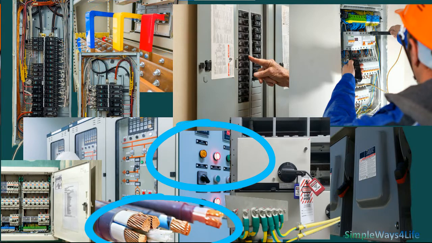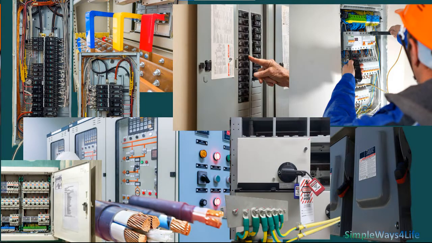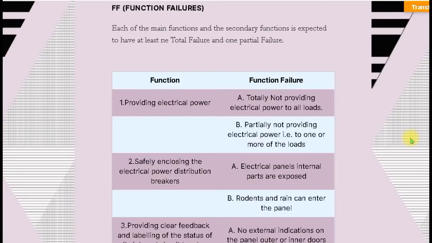What are we going to include in this study, or what are we not going to include in this study? We need to make up our mind, so we include the functions and the function failures based on what we are going to study in our analysis. Okay, so let's start directly with stating the main function and some secondary functions of this distribution panel.